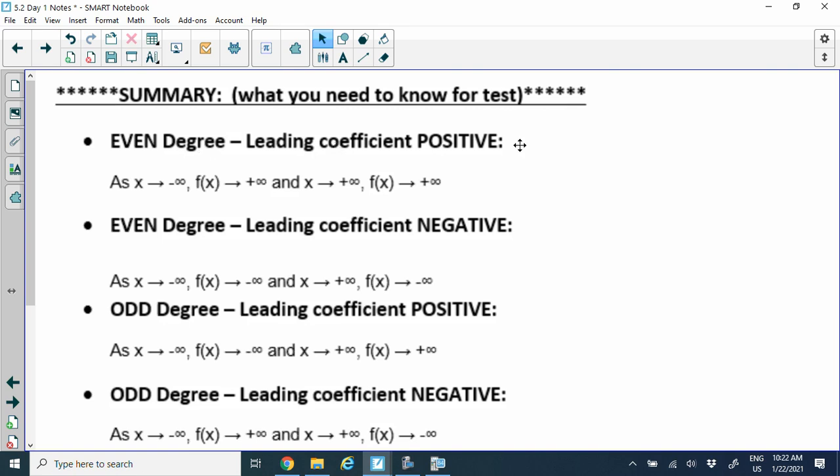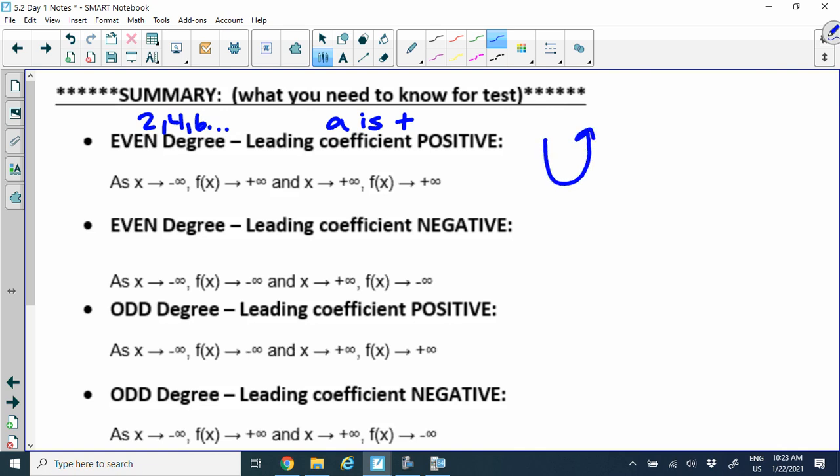Even degrees and the leading coefficient is positive. So remember, even degrees, that's going to be like our quadratic. So this is when we have a degree of 2, 4, 6, and our a value is positive. Okay, so think about a quadratic, right? With a quadratic, that's an even, and let's say our a is positive. Our graph opens up, okay?